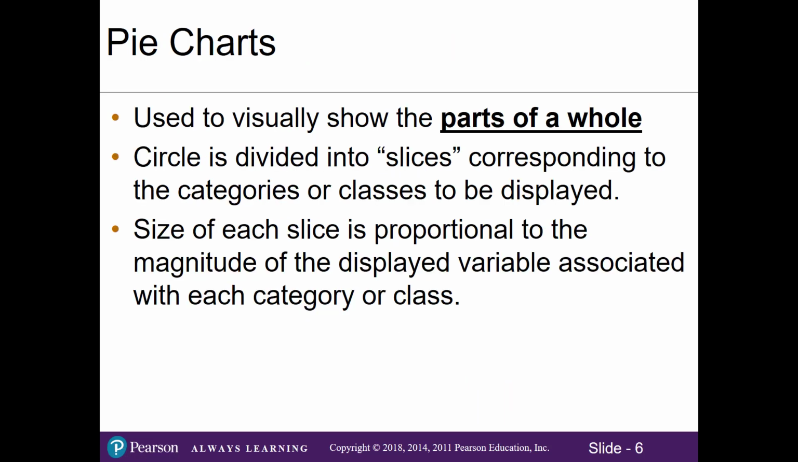Now for pie charts, these are typically used to show the parts of a whole. So think of the circle as being divided into slices where each slice displays a category or class. And the slices are proportional to the magnitude displayed in that variable for each category or class.